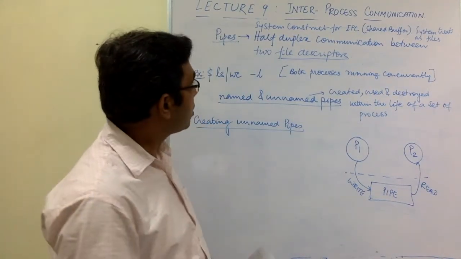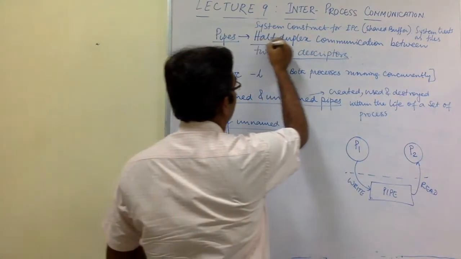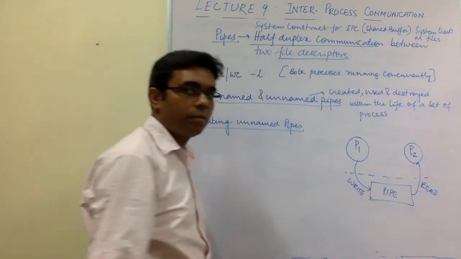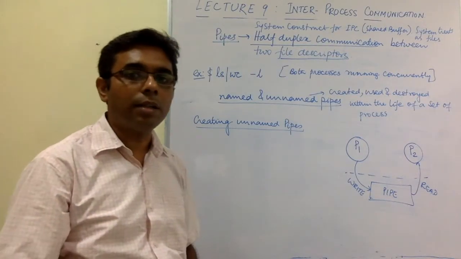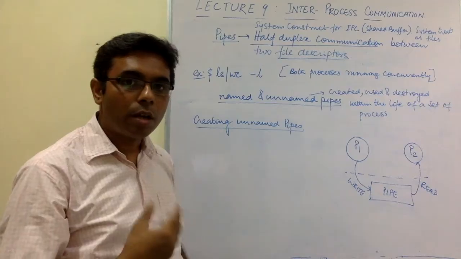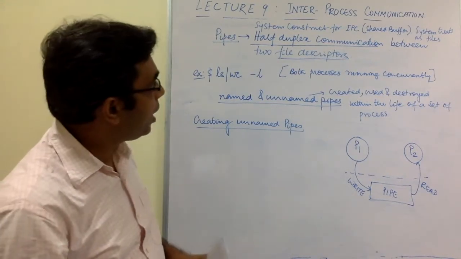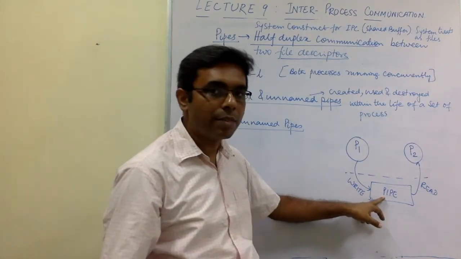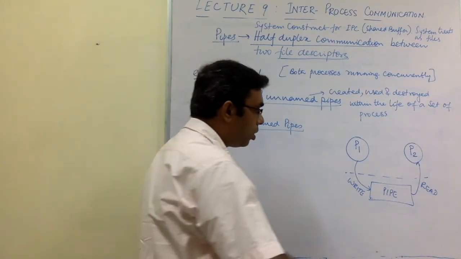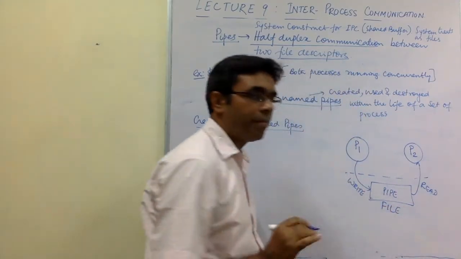But this communication is a half duplex communication, that is, a one-way communication. One would be able to write into it and the other would be able to read from it. And how does this reading and writing happen? The system treats this pipe as a file. So the pipe is nothing but a file that the system maintains.